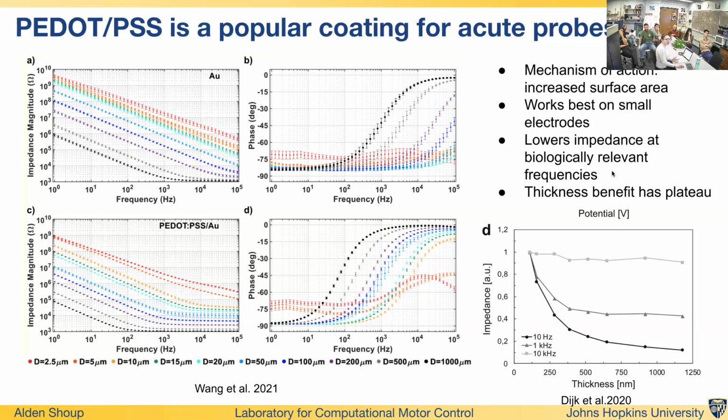You can coat these electrodes. So this is a paper that tested the magnitude and phase of impedance for different size electrodes at different frequencies of impedance measurement. And essentially to orient you as to what an impedance measurement means, how we take that impedance measurement and how we display it, I'll direct you to these.